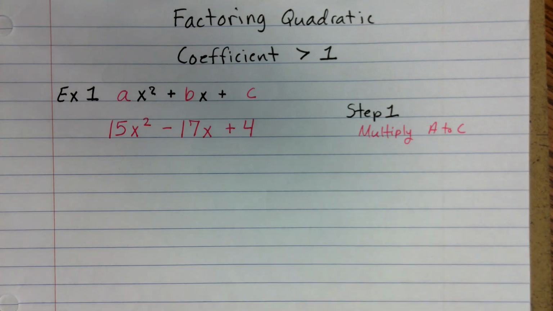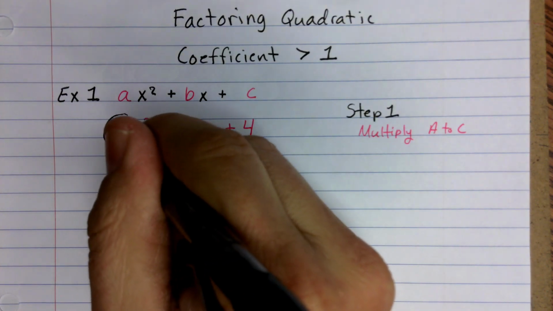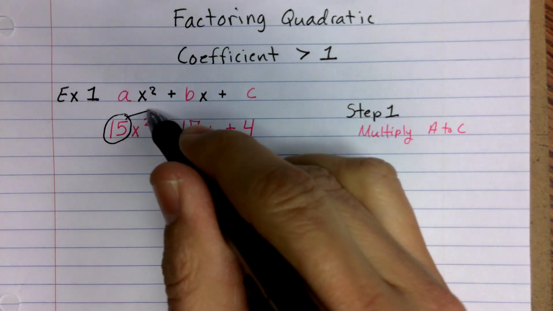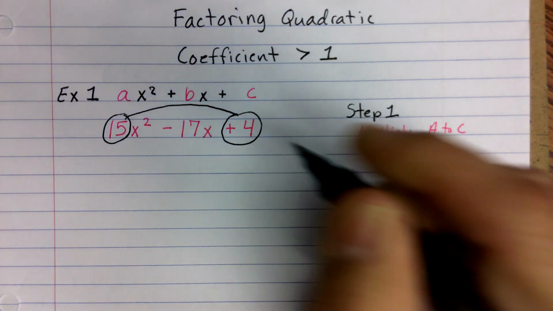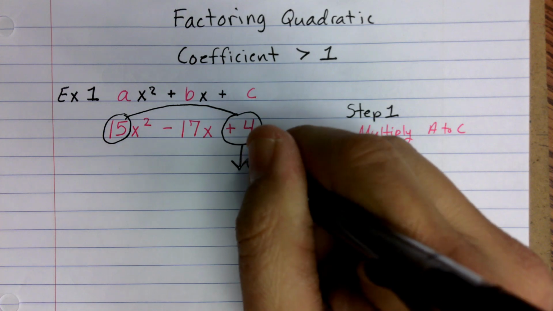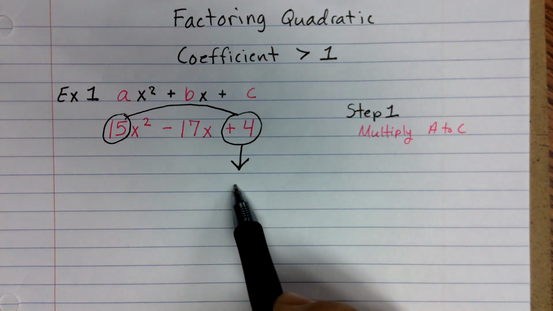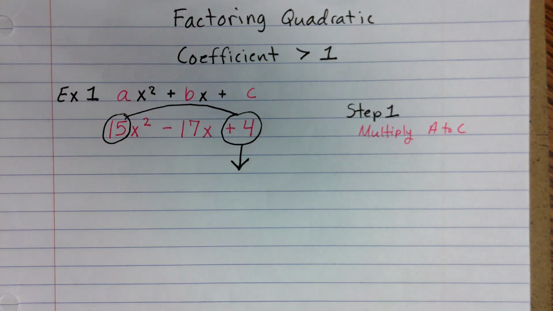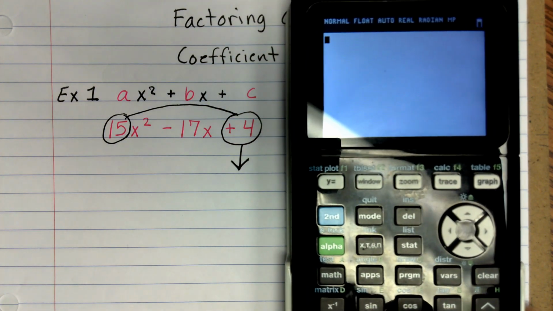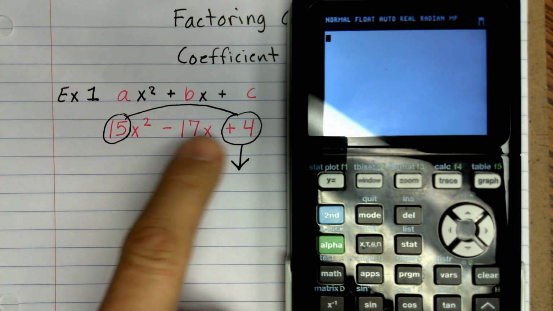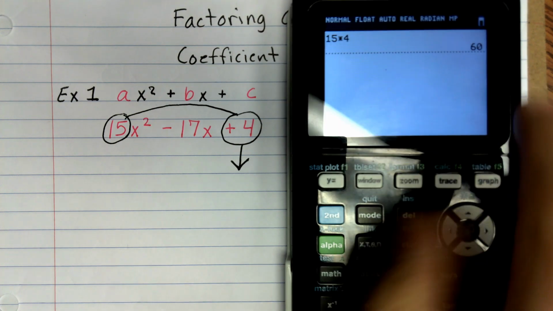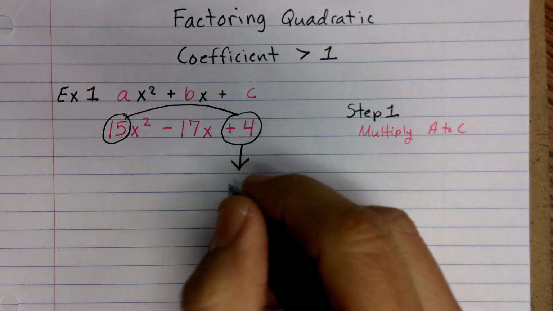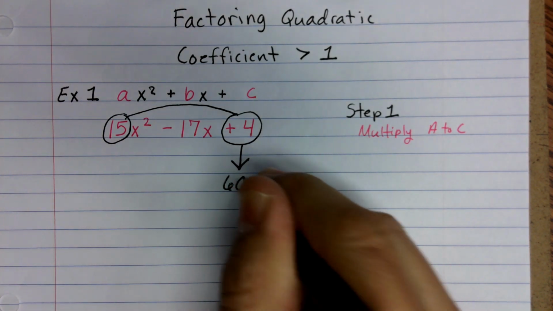What I like to do to show that I'm doing this is I usually circle that a value, and then I just draw a little line going over to c, and I circle it. I'm going to multiply those together, and I'm going to draw an arrow because we're going to write that answer down here. Now I am going to use my calculator. I recommend always using your calculator to make sure you don't mess up the simple multiplication. So I got 15 times 4, and it gives me 60. So I'm going to write a 60 right here.